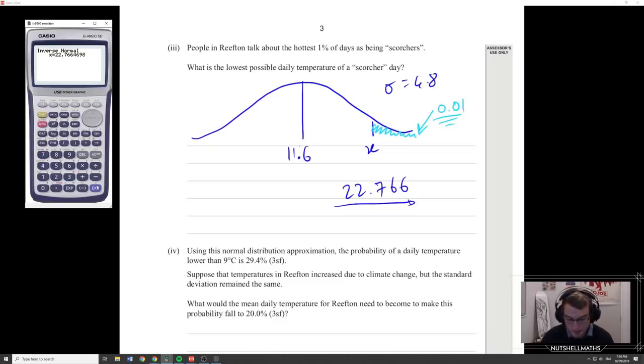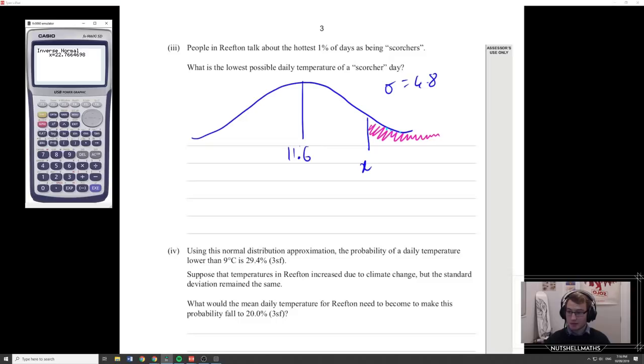Right, can we do it again? Sure thing. Let's erase this. I've got my picture. It says people in Reefton talk about the hottest 1%, so past some value is the hottest 1%. Let's shade it in purple. If we go to our inverse normal function, we want to find what this x value is. We're going from the right, because it's shaded from the right hand side. The area is 1%, which is 0.01.